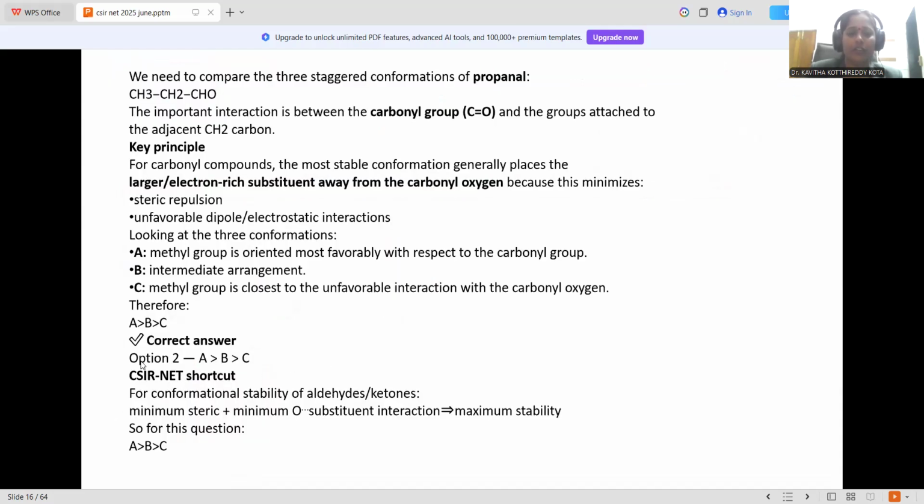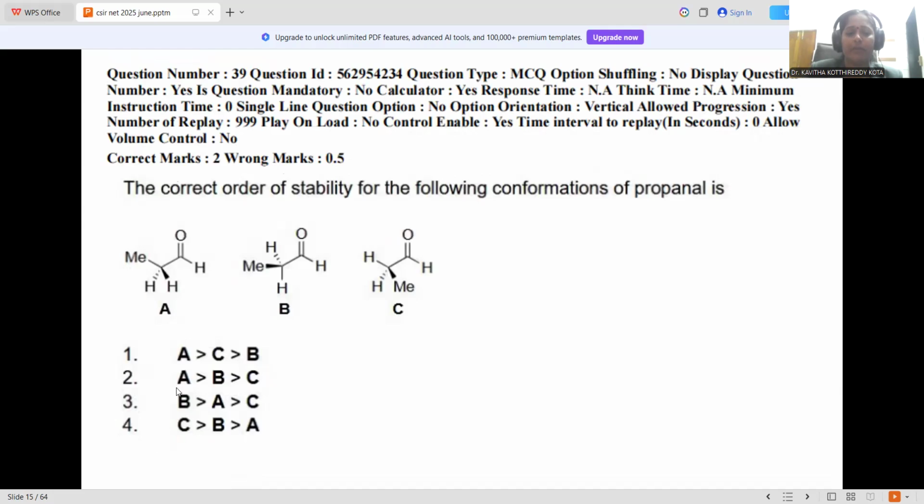That is provided in option number 2. Option number 2 is exactly the order mentioned, A, B, C, having decreasing order of stability of the conformations. If the distance is far apart, what happens? The stability increases. That is given in option A. Intermediate distance, intermediate repulsions, intermediate stability, option B.